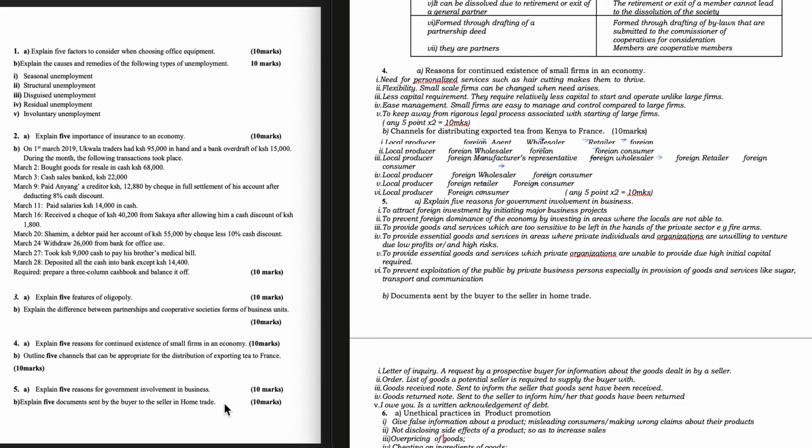Letter of inquiry, a request by the prospective buyer for information about the goods dealt in by a seller. Order, list of goods a potential seller is required to supply the buyer with. Goods received note, sent to inform the seller that goods sent have been received. Goods returned note, sent to the seller to inform him that goods have been returned. IOU is a written acknowledgement of debt.